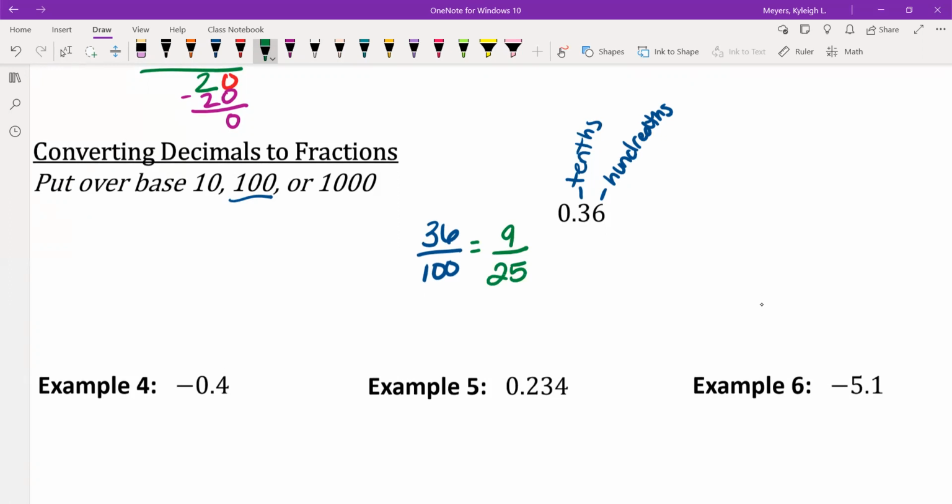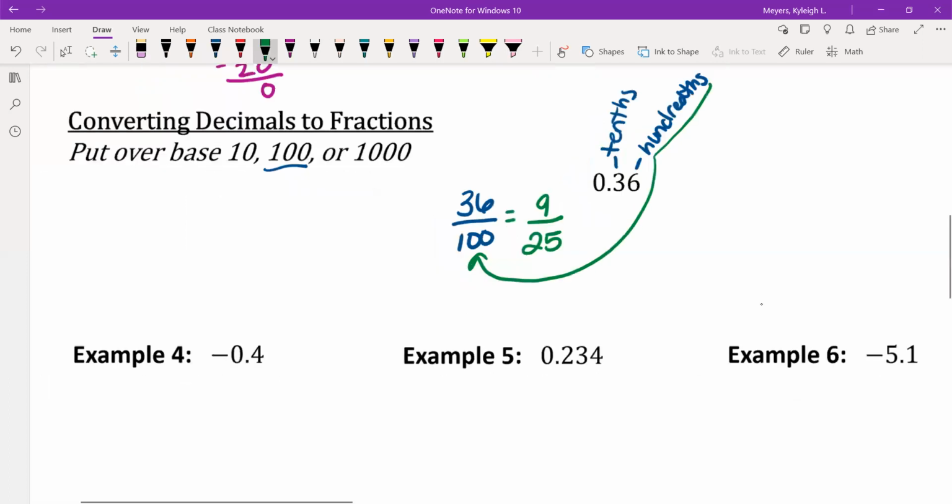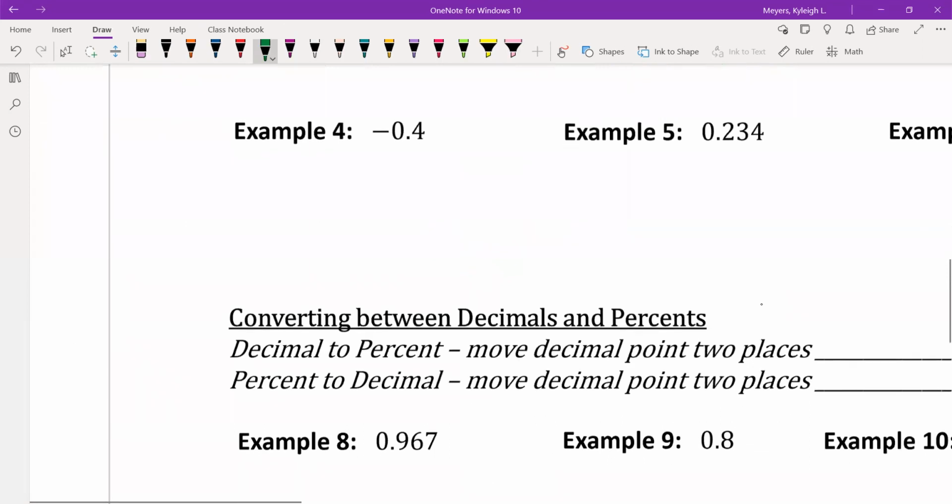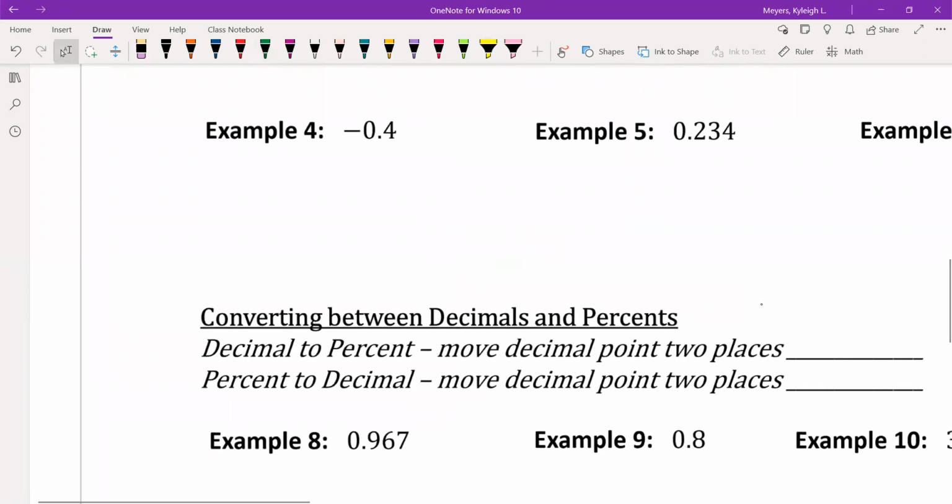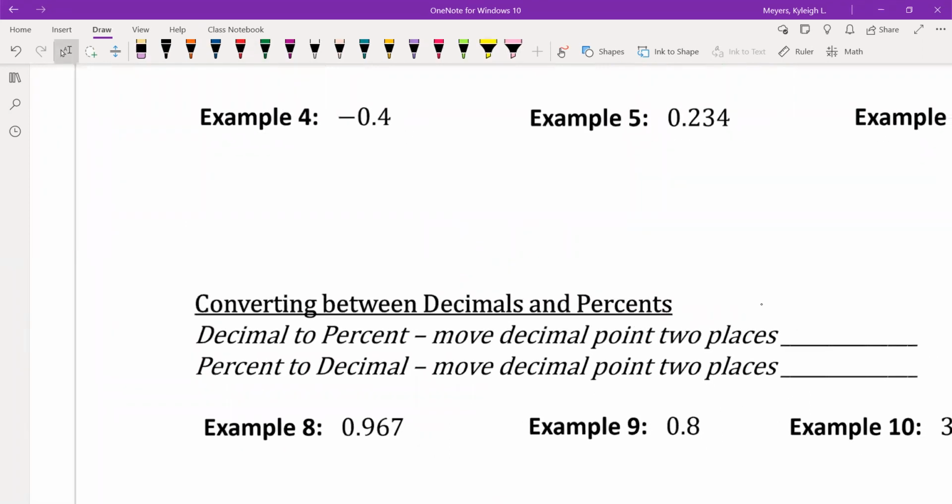So because this was in the hundredths place, that's why we put it over base of 100. And then we simplify if possible. Okay. So looking at example 4, I want you to try that on your own. Figure out what decimal place it's in and then put it over that and simplify. So hopefully you realize this is in the tenths place. So you should have 4 over 10, but you could simplify that to -2 2/5.